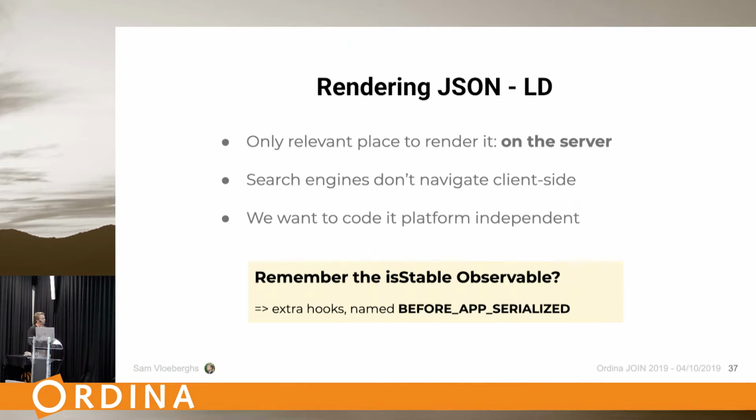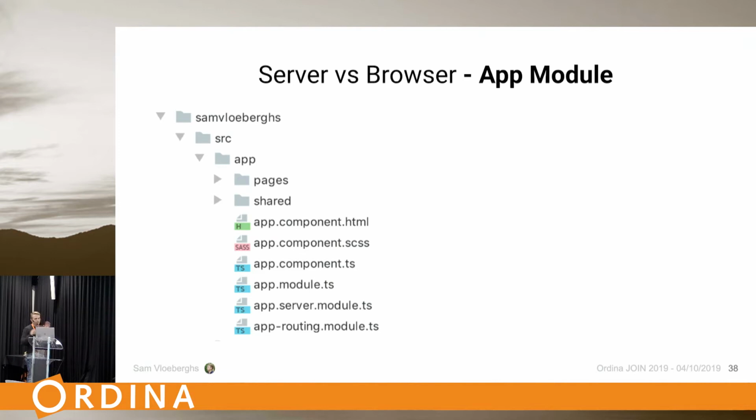So the callbacks that you provide to before app serialized, you can put as many as you want, are executed as soon as the observable isStable gives you a value. And for this, I need to explain a little bit more about how we would code the JSON-LD module. And for that, I will go back to a basic of Angular Universal.